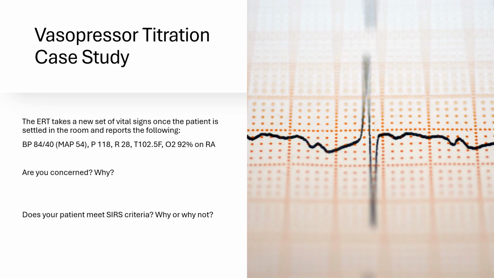As you're getting the patient a little bit more settled and getting some more charting and history done, the tech takes a new set of vital signs and reports the following. So blood pressure is 84/40, MAP of 54, pulse is 118, respirations are 28, temperature is 102.5, oxygen is 92% on room air. Are you concerned by any of these and why? Make sure to put that on your worksheet.